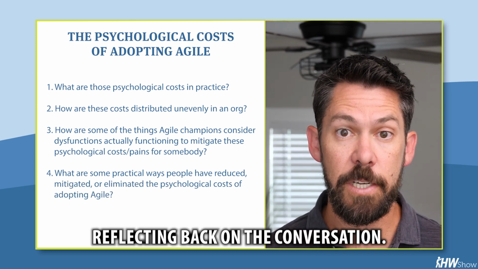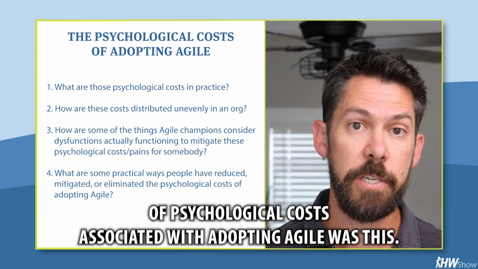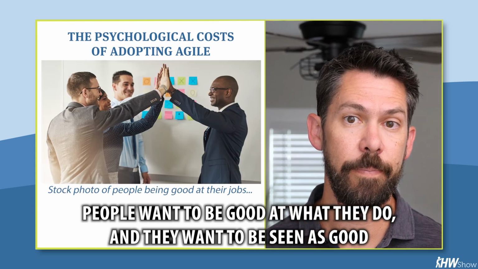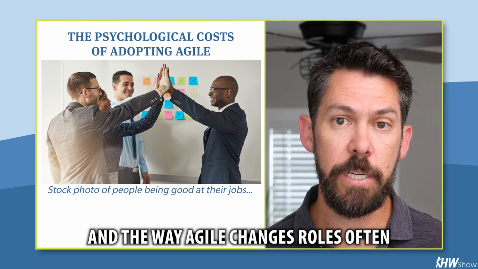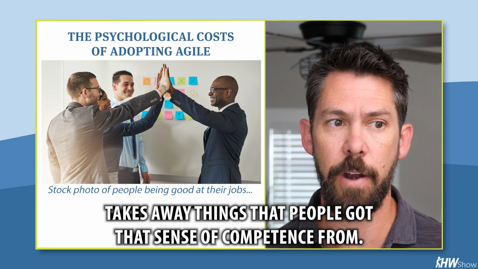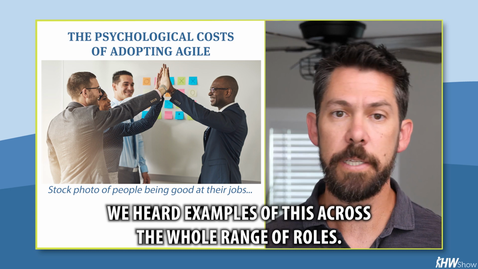Reflecting back on the conversation, the biggest theme when it came to examples of psychological costs associated with adopting Agile was this. People want to be good at what they do, and they want to be seen as good at what they do. And the way Agile changes roles often takes away things that people got that sense of competence from. We heard examples of this across the whole range of roles.